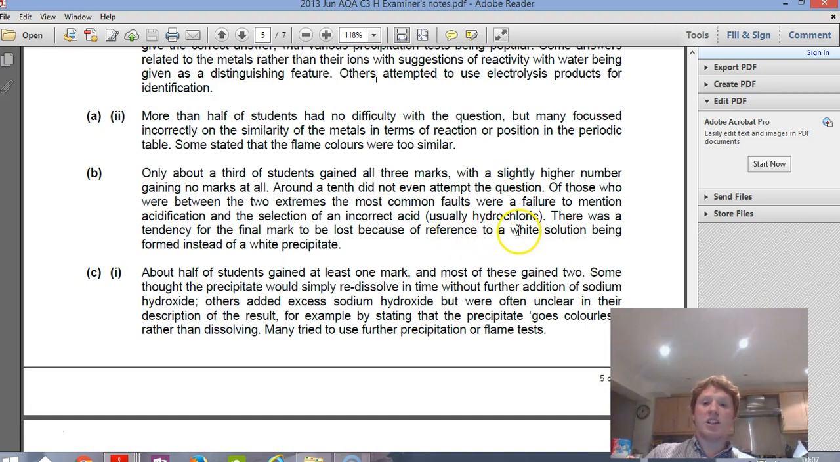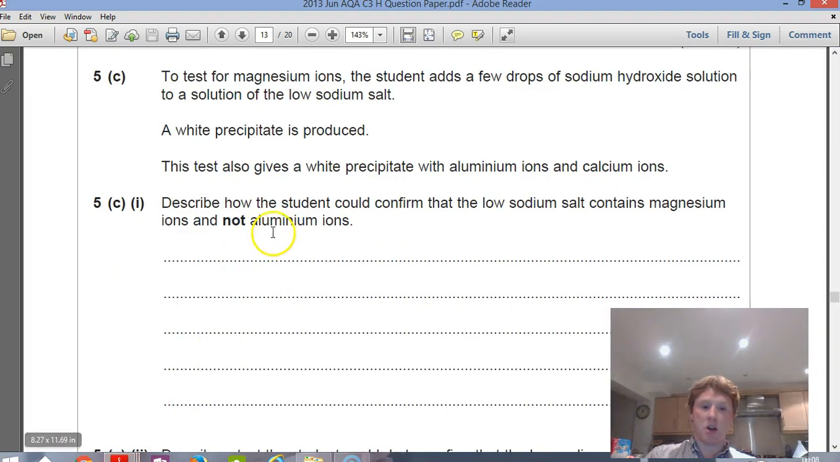They said a white solution. White solution is different to a white precipitate. A white precipitate is little bits that are white, and the solution could be clear and white. Half got 1, most got 2. Okay. So remember your test for aluminium ions.